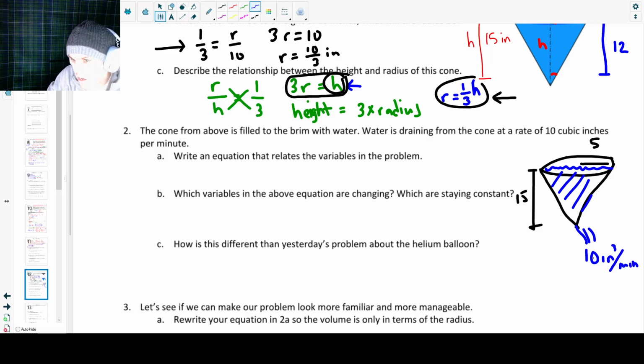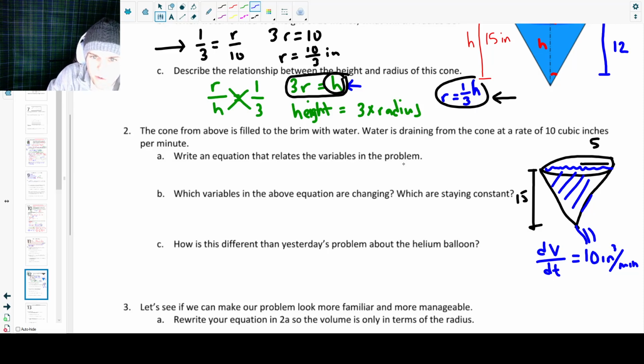So this is our water flowing out. Another way of thinking about this is our change in volume per time, right? Inches cubed is a volume unit. It's our filling up of that cone, and minutes, it's per time in this situation. So again, I can think about this as dV/dt.